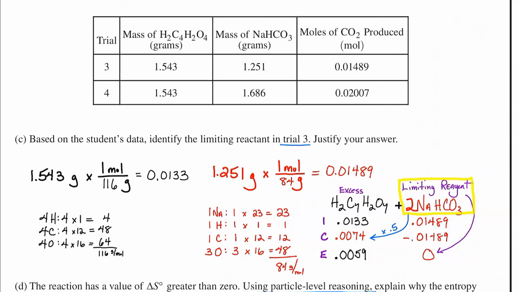And they're saying, based on the student's data, identify the limiting reagent in trial 3. When I look at this, I see that in trials 3 and 4, the mass of my acid stays constant, but my base is increasing and the amount of products increases. This tells me that this is my limiting reagent. Okay, the reaction is limited by how much of this chemical.